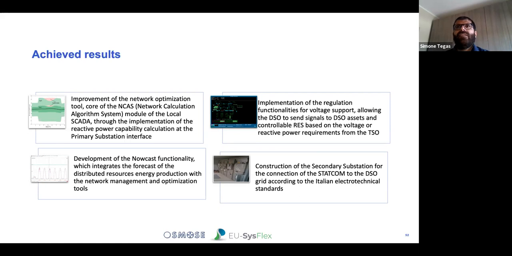Implementing the regulation functionalities for voltage support and allowing the DSO itself to send signals to the assets, owned and not owned by the DSO, for reaching the exact results.